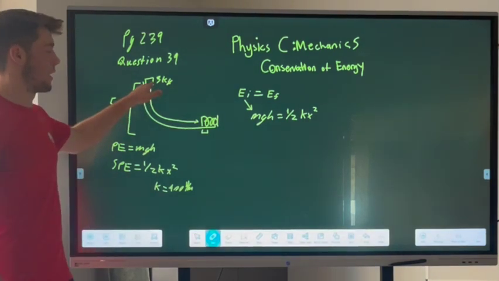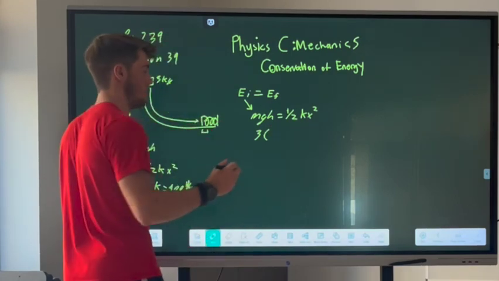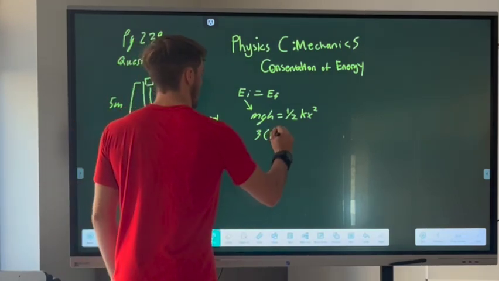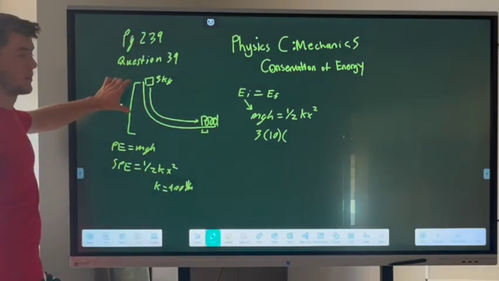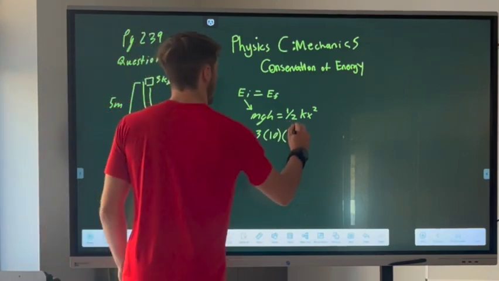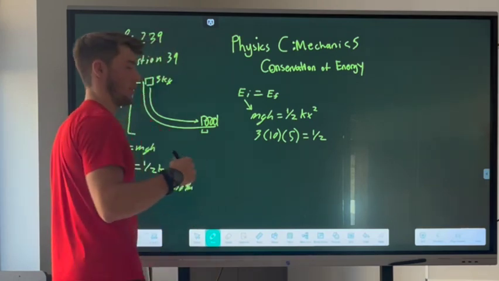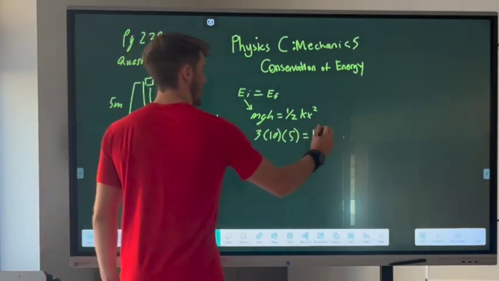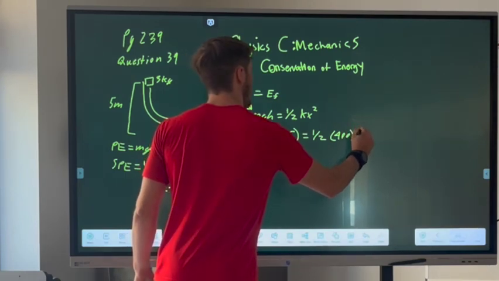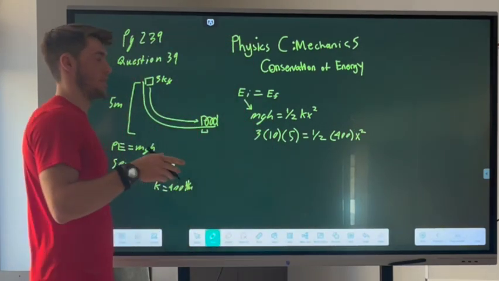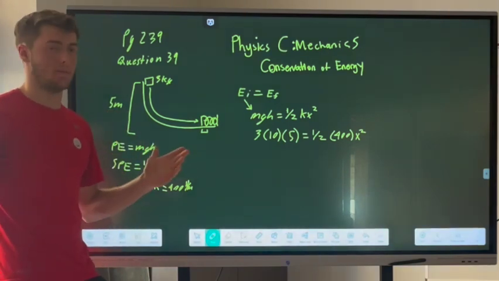You know the mass of the box is 3 kilograms, so plug that into mass. You know acceleration due to gravity is approximately 10. And you know the height of the box, just vertical height, is 5 meters. And then you can set up the other side of the equation. You know k, which is given to you, is 400. And you're trying to find x, so x will remain as a variable. So now you have one variable in this equation, and it's just algebra from there.